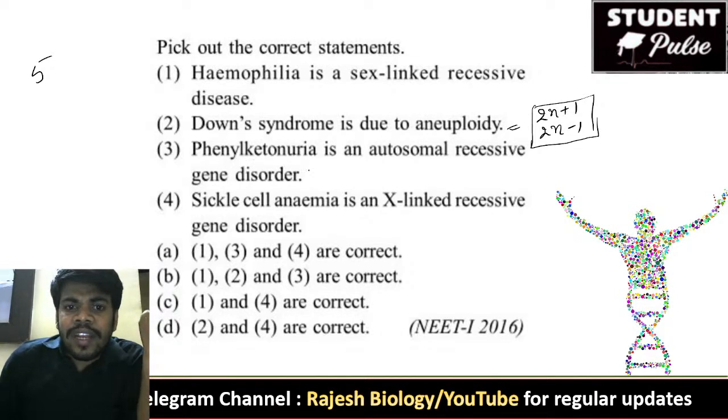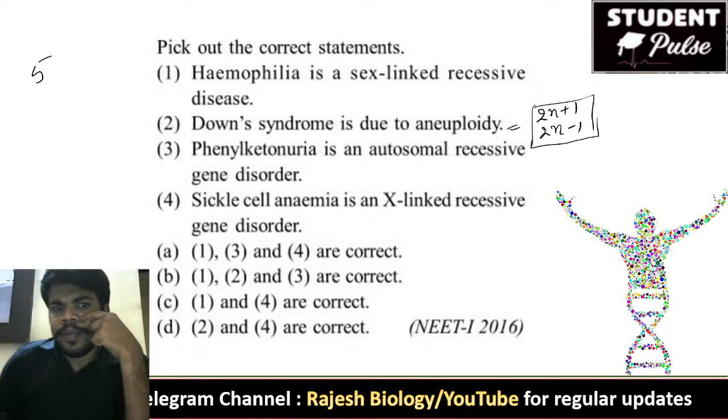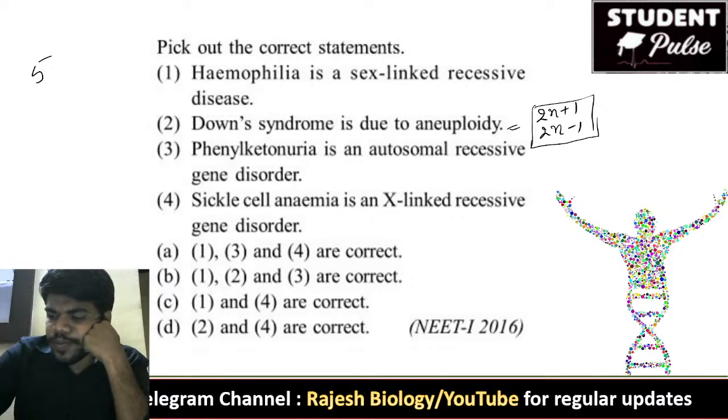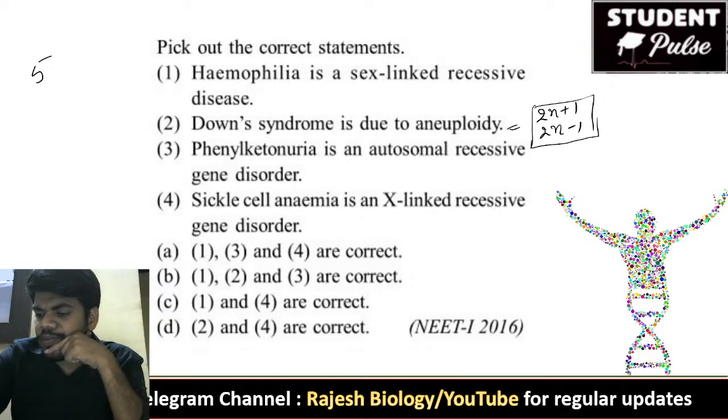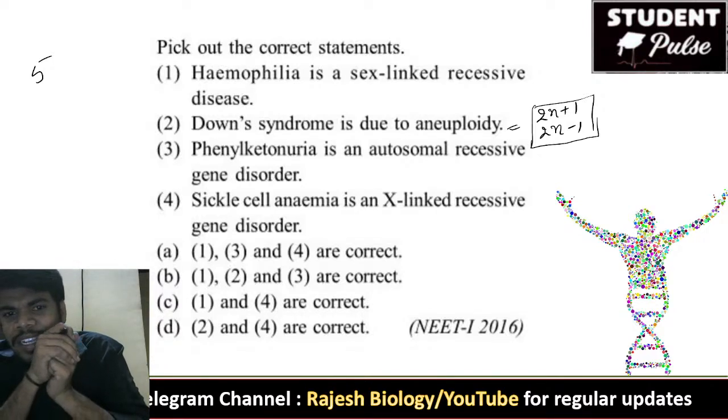And phenylketonuria is an autosomal recessive gene disorder. And sickle cell anemia is an X-linked recessive disorder. Which statements are correct? Lokesh, for the fifth question. Which statement is correct? Yes, Dinesh Jetta, very good. Dinesh Jetta says 1 and 2 and 3 are correct.